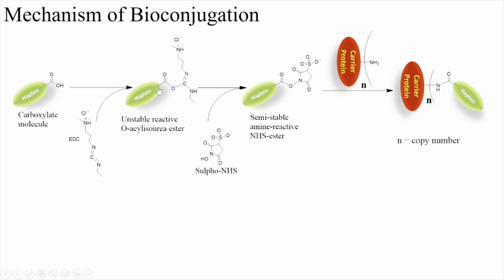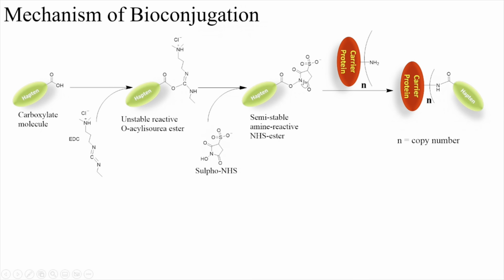So it will form an unstable reactive O-acyl urea ester. And then you can use sulfo-NHS, N-hydroxysuccinimide, so it will kick out that EDC molecule from that unstable reactive O-acyl urea ester to make the semi-stable amine-reactive N-hydroxysuccinimide ester. So it is very active for the amine group.